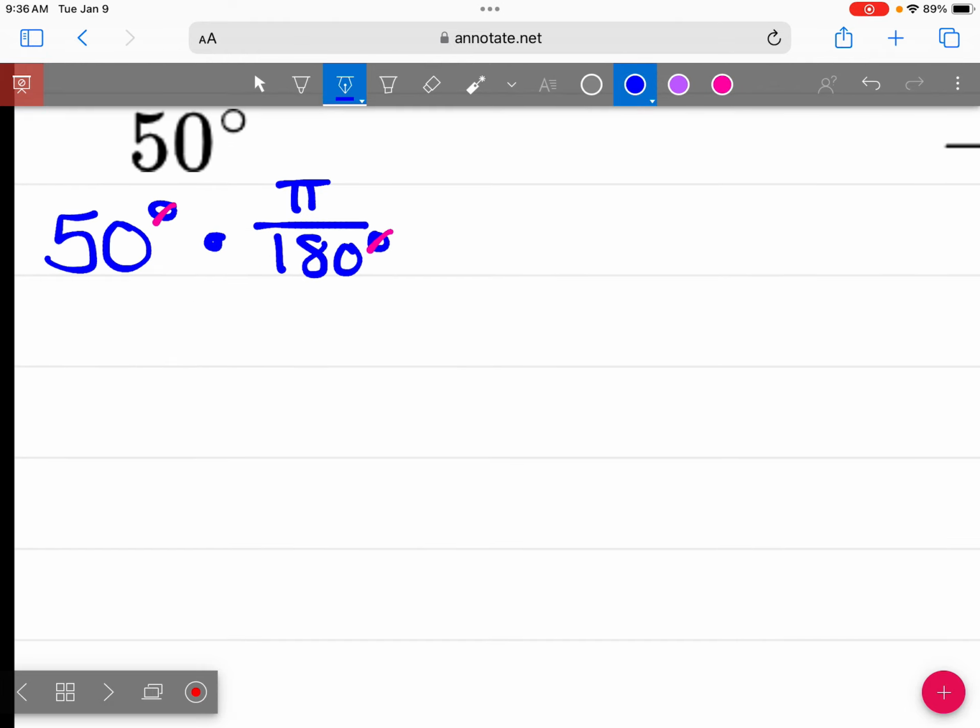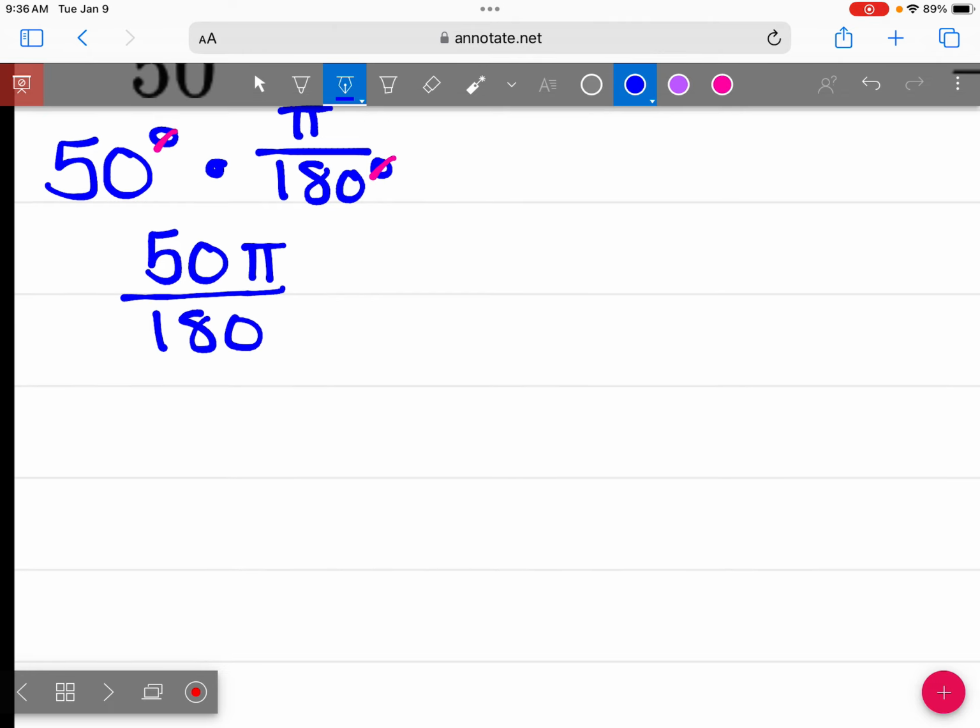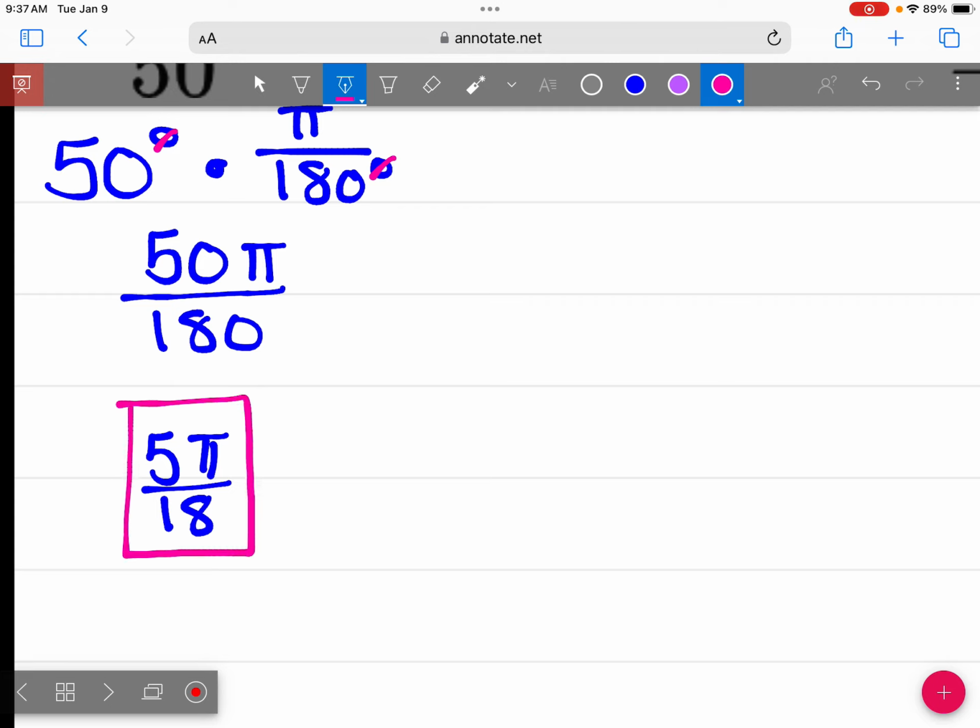So we're going to have, and I'm just going to not simplify right on this step, 50 pi over 180. Technically correct, but not good grammar. Can we simplify that? How? Divide both of them by 10. So we're going to have 5 pi over 18. Can I simplify it any further? Nope. That is our radian measurement for 50 degrees.